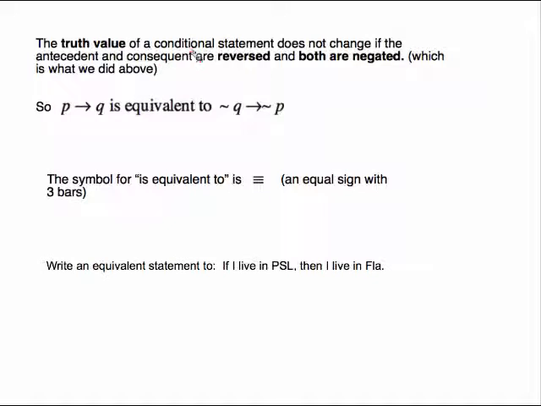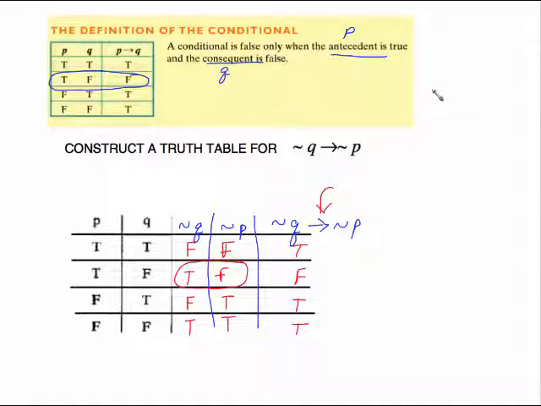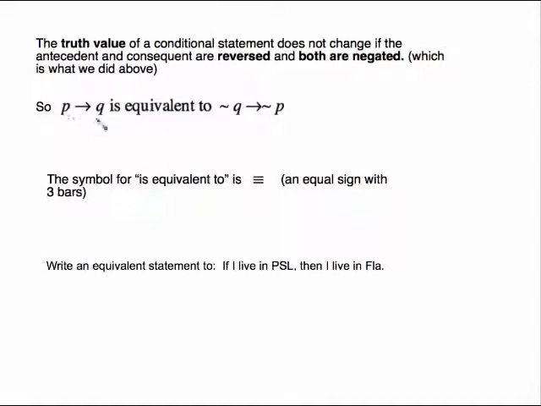The truth value of a conditional statement does not change if the antecedent and consequent are reversed and both are negated, which is what we did in this one over here. Notice on the other screen, we had if P then Q. Now this one, I put the Q in the front, the P in the back, and I negated both of them. That's exactly what I just did. This truth table, this concluding column, is identical to this concluding column. What that's telling me is that if P then Q is equivalent to not Q then not P.